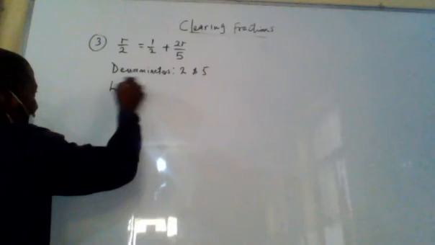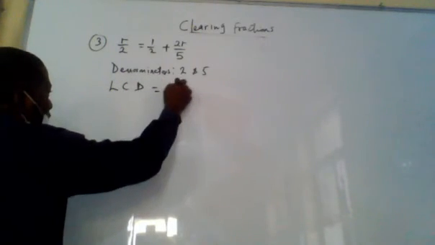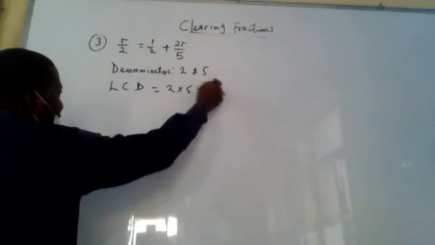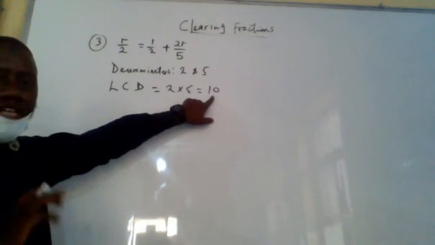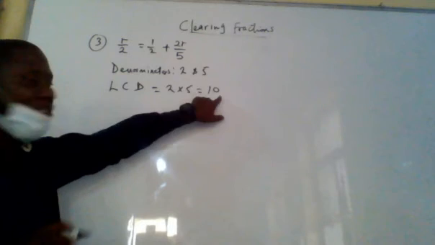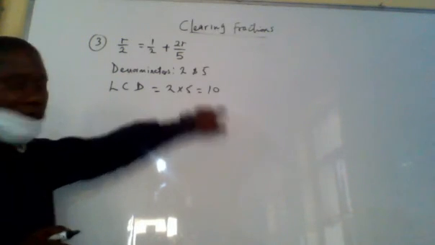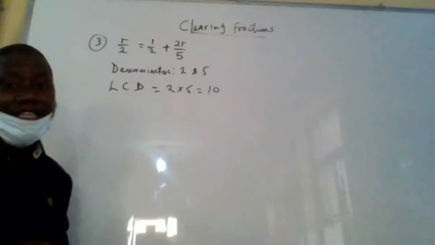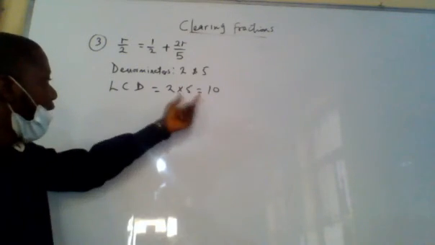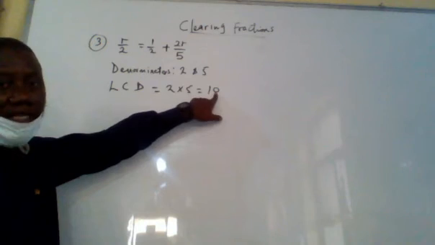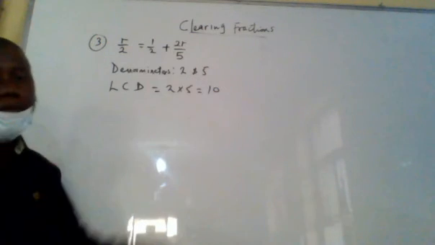So my LCD can be 2 times 5, and that will be 10. So in this case, 2 can go in 10 without a remainder. 5 can go in 10 without a remainder. Alright, so this is my LCD, the one we also call lowest common multiple. Now the next step is to use this LCD to multiply each of the terms there.